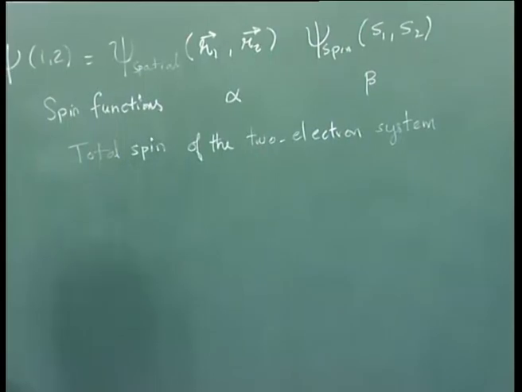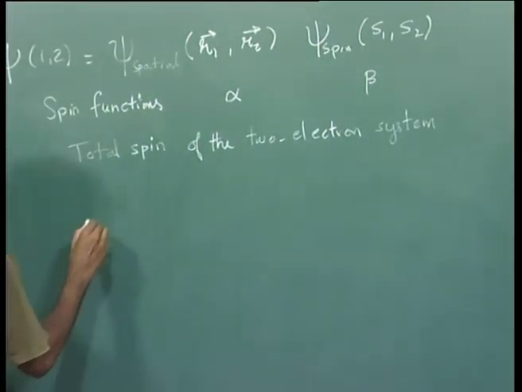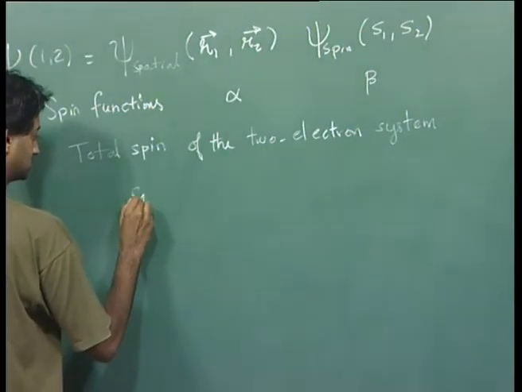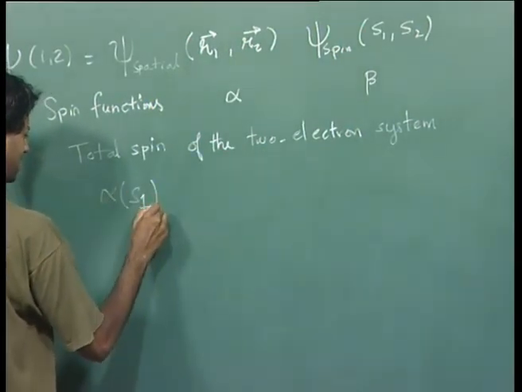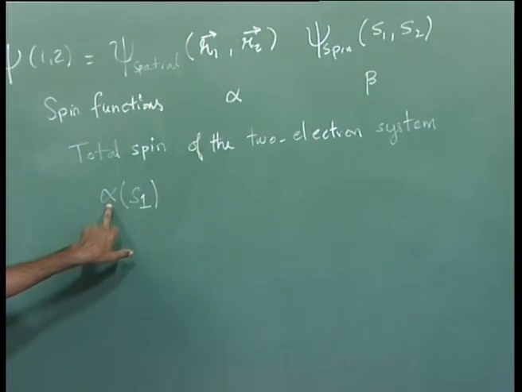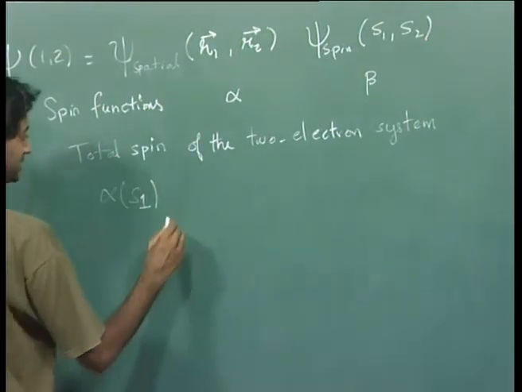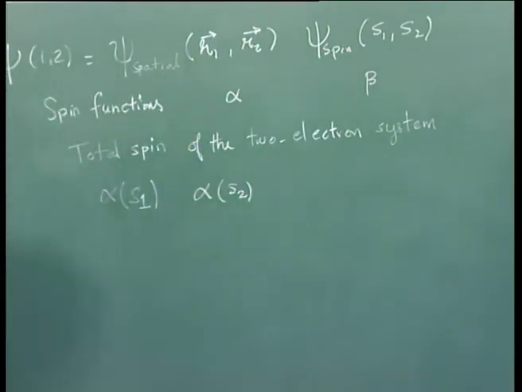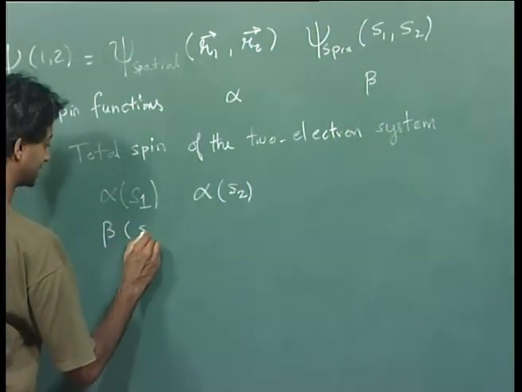Now there are various possibilities. So for example, you could have the first electron in alpha. So the first electron is in spin state alpha, and the second electron is also in spin state alpha. Okay. So now both the electrons are in spin state alpha. Alternatively, you could have both the electrons in spin state beta.